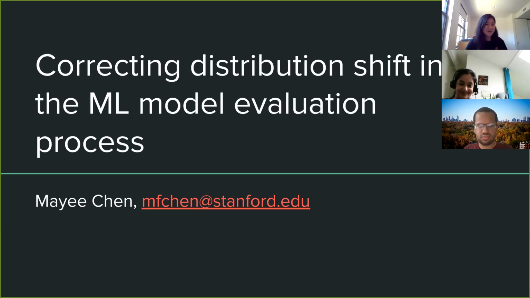Hi everyone. My name is Mayee, and today I'll be talking about some of our work on correcting distribution shift, and in particular with respect to model evaluation.